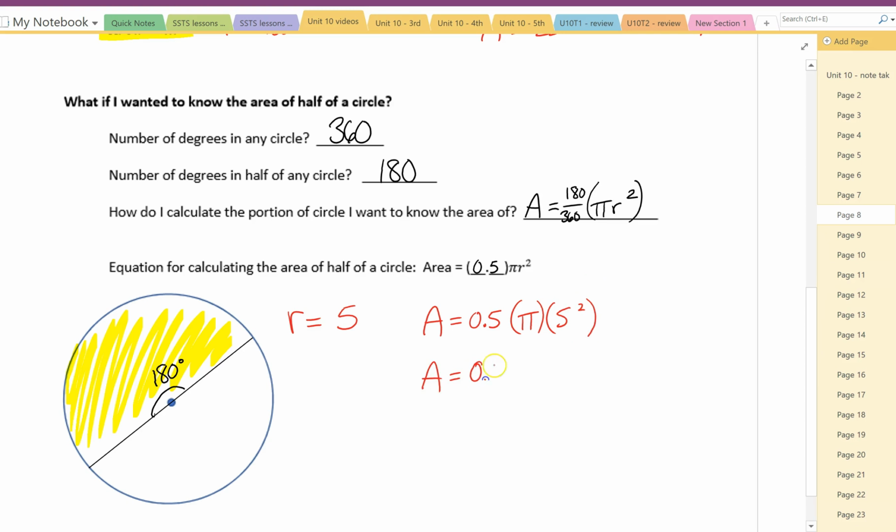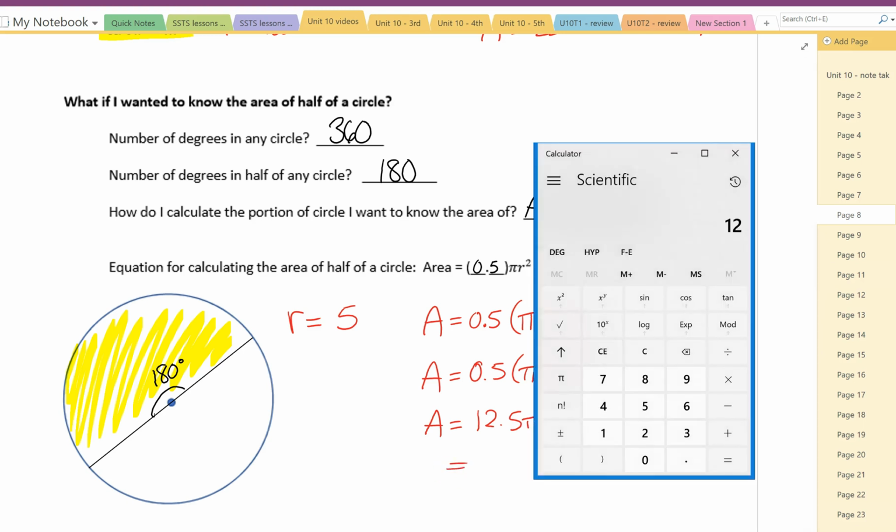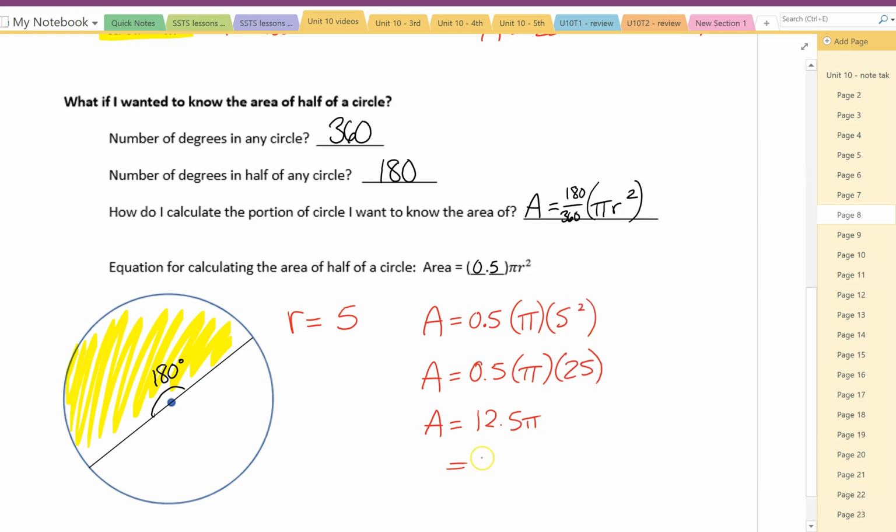So area equals 0.5 times pi times 25. If I multiply 0.5 times 25, I would get 12.5 pi. Or I could multiply that out and say, what's 12.5 times pi? 39.27 square units, whatever I was using, feet, inches, yards. In other words, the amount of space taken up by just half of this circle would be just under 40 square units.